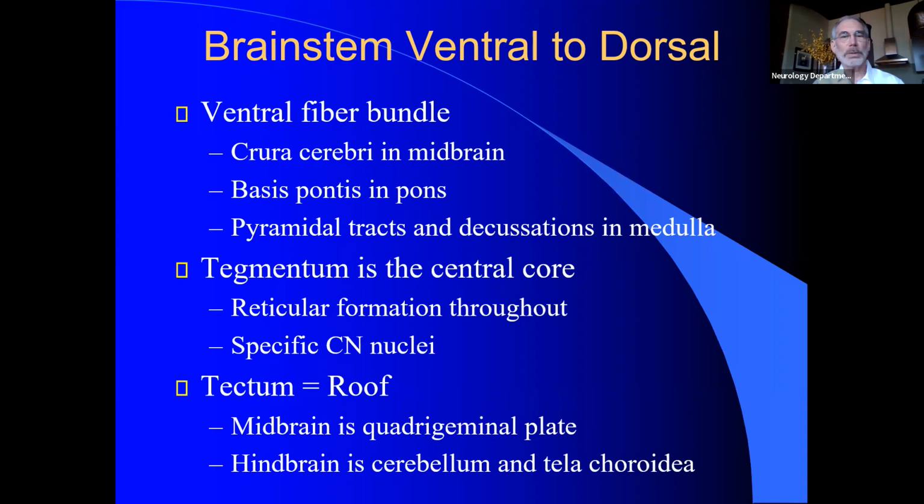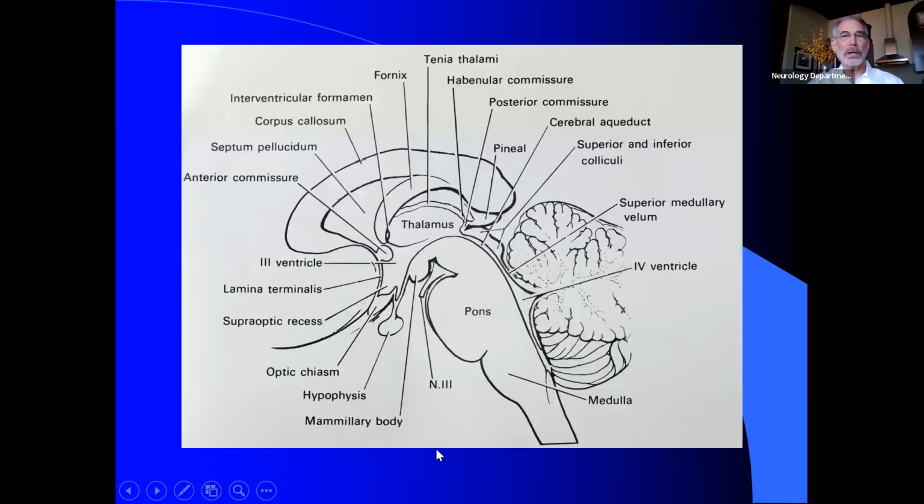But so do specific cranial nerve nuclei, which obviously depend on whether you're in the midbrain, the pons, or the medulla. And then the most dorsal portion of each part of the brainstem is what's called the tectum, or el techo in Espanol, which is the roof. It's really only seen in the midbrain, where it is the quadrigeminal plate. In the hindbrain, the rhombencephalon, whether pons or medulla, it is represented by the tela choroidea and the cerebellum. And we're going to look at all of this.